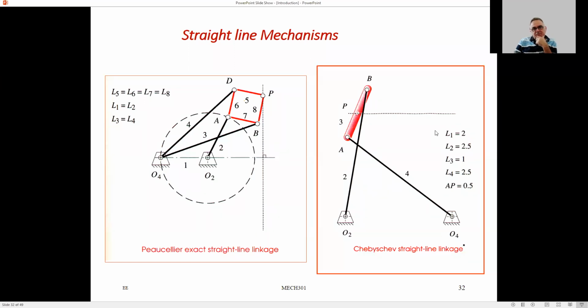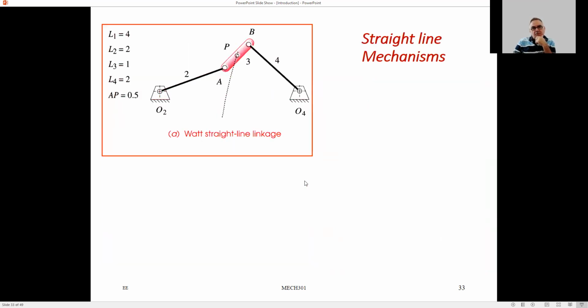And this is a Chebyshev straight line linkage. This is a 4-bar linkage. So point P makes a straight line motion as links O2, 2, 3, and 4 move. This is a Watt straight line linkage. This, again, makes an approximate straight line. This Watt is this James Watt, as you might remember, who invented the steam engine.